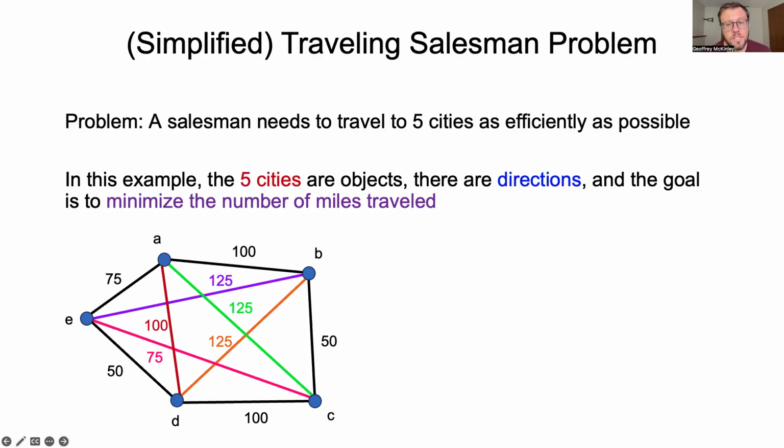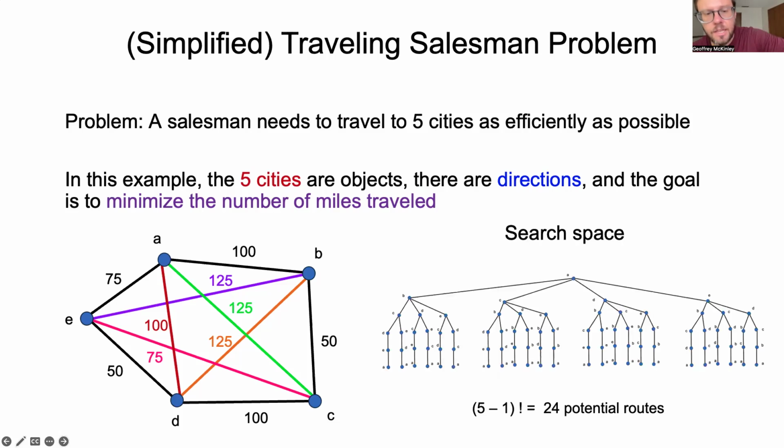However, when the search space is small, it's totally possible to search through the full space, which in this case, with just 5 cities, we can do. And so here is the search space for this problem, right? So here you start. It doesn't really matter where you start. You can start at A, B, C, D, or E, but let's just say we start at A, right?